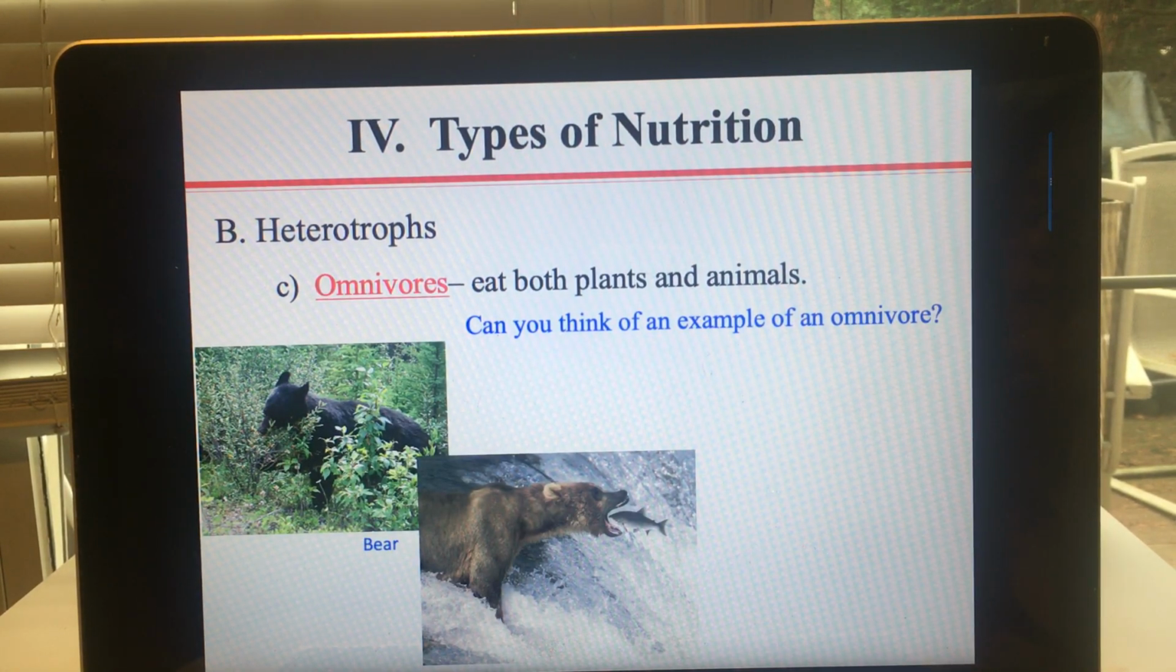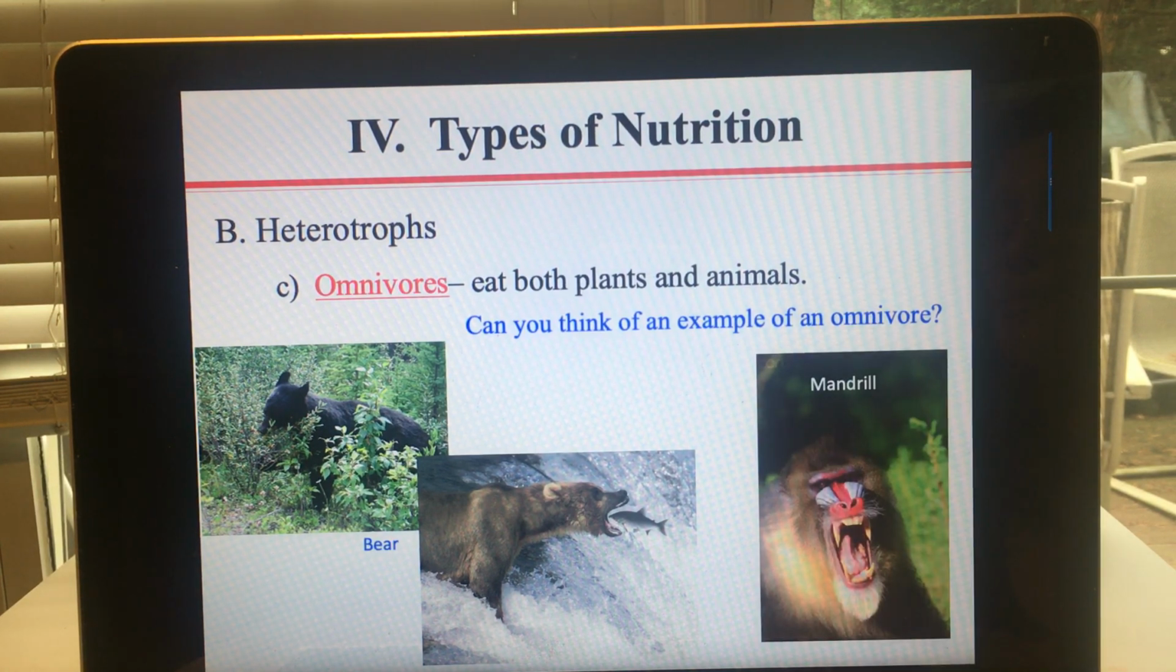Bears are other examples of omnivores. They'll eat berries and they'll also eat fish. And a mandrill is also an example of an omnivore. It will eat plants and animals. You can tell that it's going to eat meat by the sharp teeth that it has.